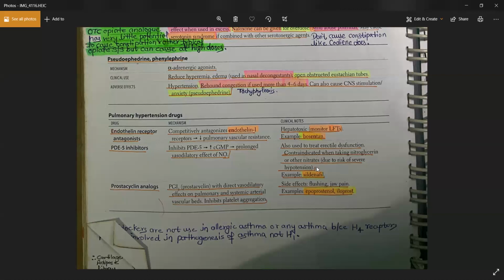Finally, you have the prostacyclin analogs, and these are epoprostenol or iloprost. These 2 drugs have "prost" in their name. Prost means analogs of the prostaglandins. So these are the prostacyclin analogs, PGI2. Does anyone remember any other function of this prostacyclin?